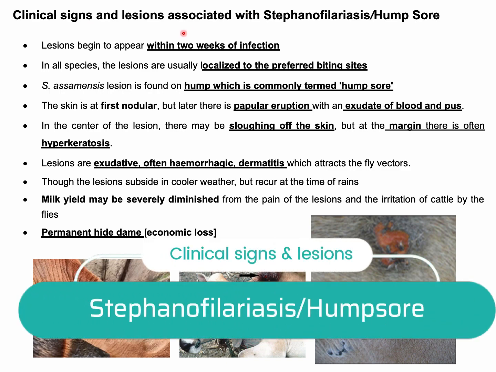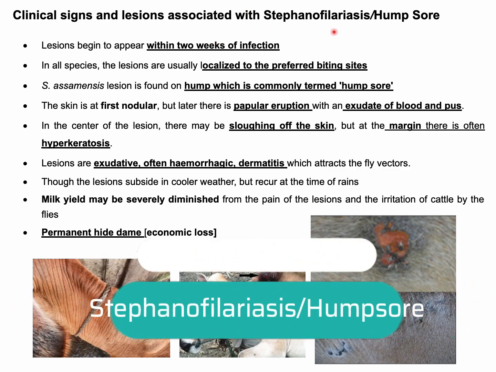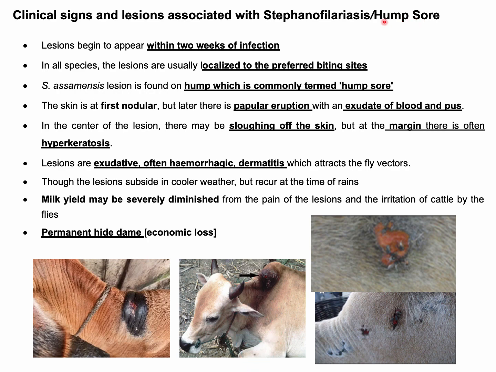Clinical signs and lesions associated with Stephanofilariasis or Humpsore. Lesions begin to appear within 2 weeks of infection and they are restricted to the preferred biting site or pre-existing wound on the skin. In Stephanofilaria assamensis, the lesion is most commonly found on the hump region, therefore it is called hump sore.